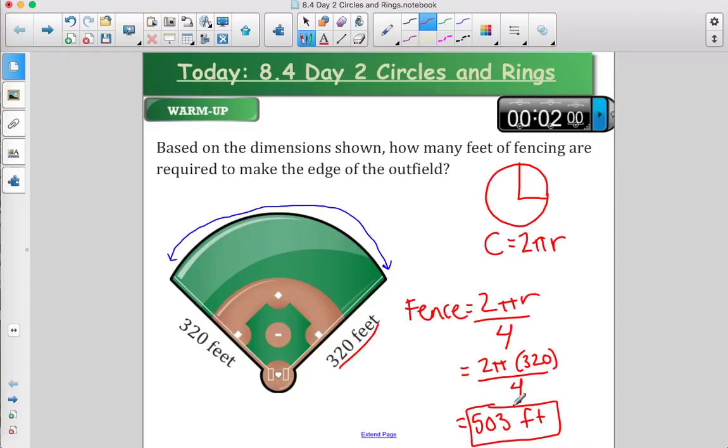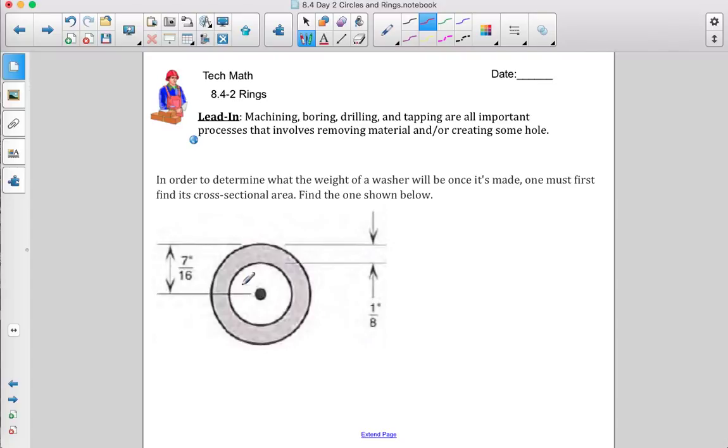That was yesterday. Today what we're going to look at are rings. Rings are just like circles with inside circles, like a washer. So in order to determine what the weight of a washer would be, maybe if a company is going to order a ton and they're worried about shipping costs, first they need to find how much area it takes, and then it might be useful to know maybe its density in order to find the weight of it. But you first need to be able to find the area of this ring, something like so. We'll come back to this question.